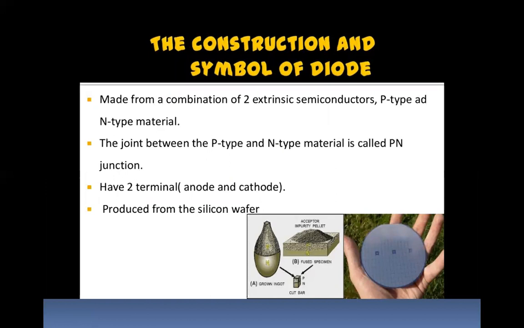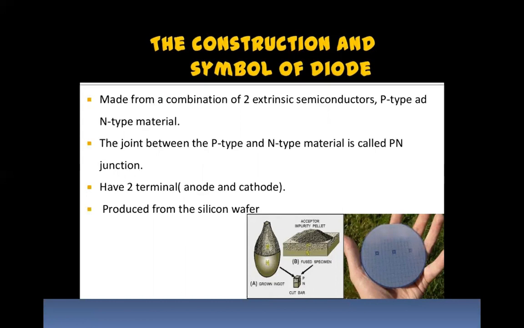Now, how is it formed? It is made from a combination of two extrinsic semiconductors, P-type and N-type material. What is extrinsic? In the previous class we saw what semiconductors are, what pure or intrinsic semiconductors are, and what impure or extrinsic semiconductors are. When the number of holes equals the number of electrons, it can be called a pure or intrinsic semiconductor. I mean, any semiconductor material in its pure form is called an intrinsic or pure semiconductor.